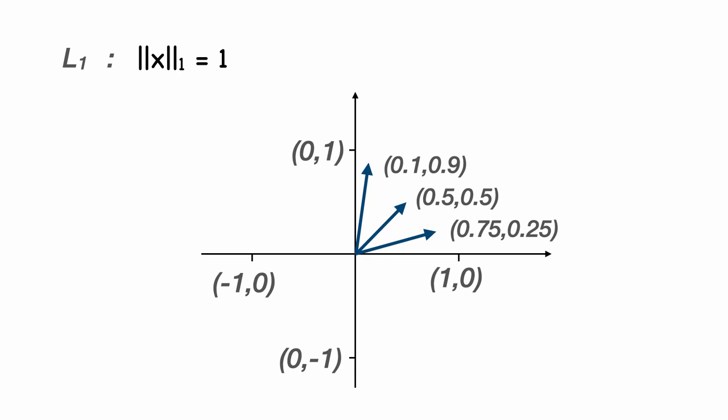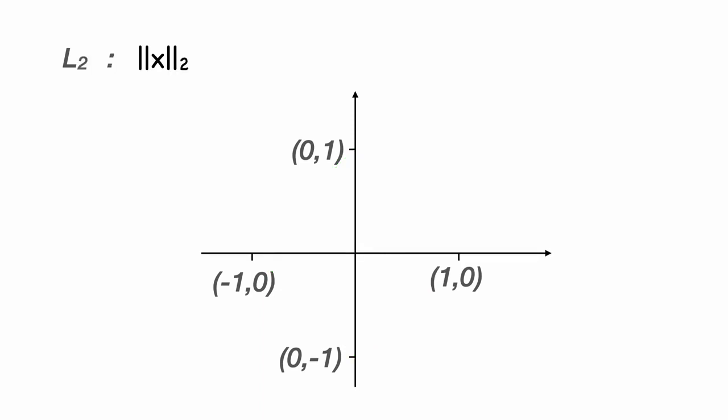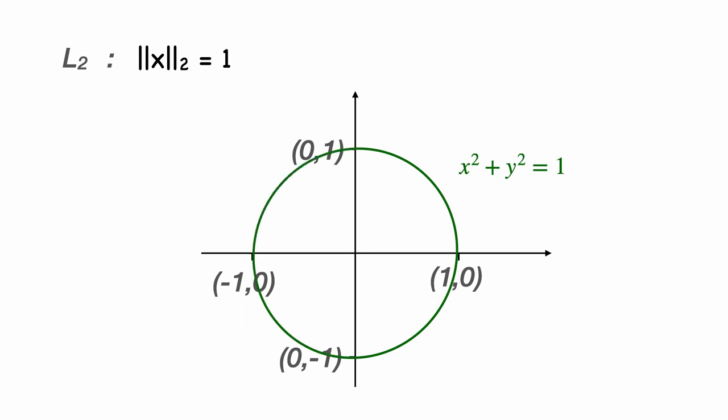By now you might have noticed that the set of vectors in two dimensions with an L1 norm of 1 forms a square such that the four corners of the square lie on the points (0, 1), (1, 0), (0, -1), and (-1, 0). Let's move on now to look at the set of two-dimensional vectors with an L2 norm equal to 1. This is equivalent to the solution of the equation x squared plus y squared equals 1. And this describes a circle of radius 1.